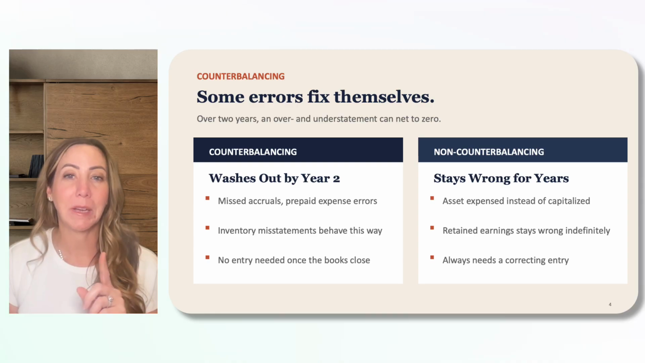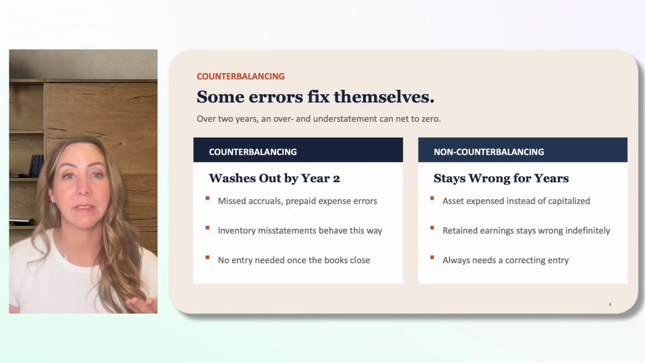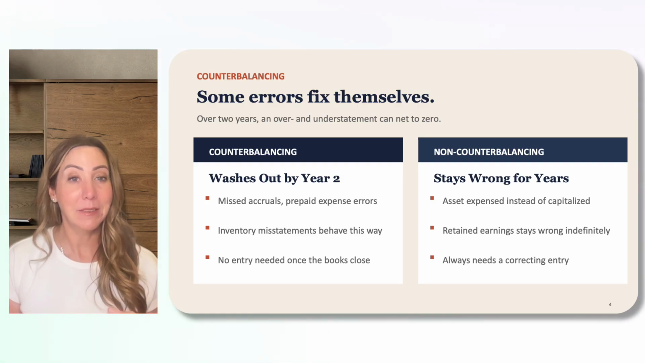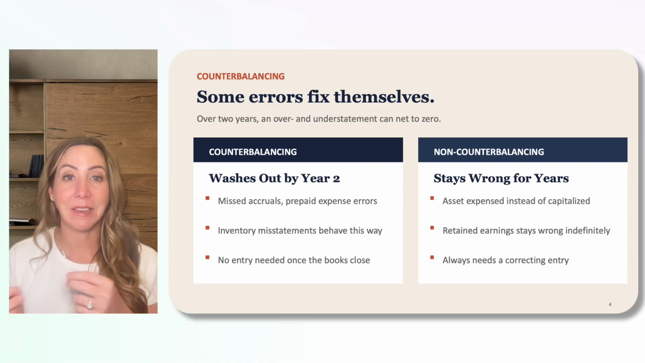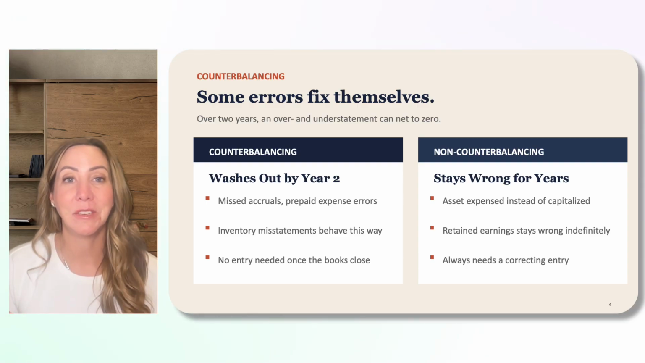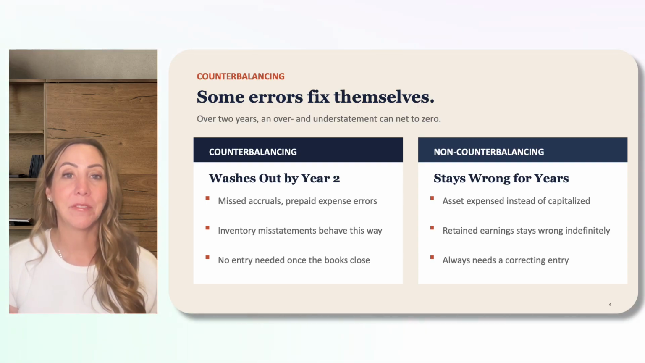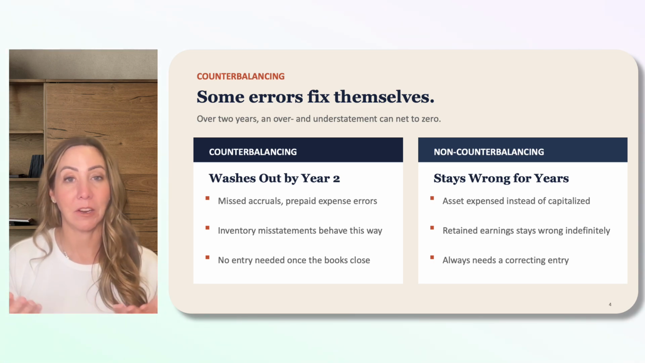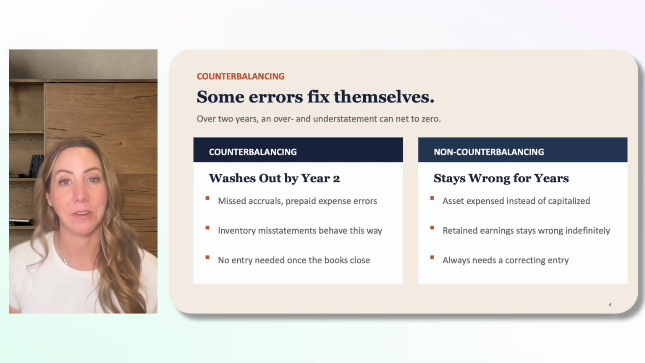But be careful with what counterbalancing does not mean. It does not mean the financial statements were fine. Both years' income numbers were wrong, and if either is shown comparatively, it still must be restated. But on the positive side, once the books of the second year are closed, retained earnings needs no fixing. It's right. And if there's no balance sheet account still misstated, no correcting entry is required at all. Errors that don't counterbalance, like our insurance policy, keep retained earnings wrong for years and always need an entry.